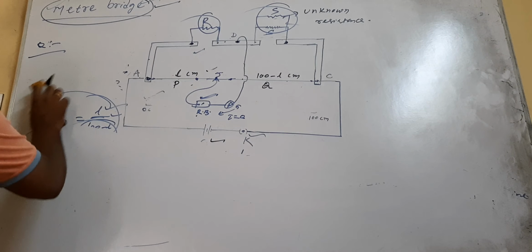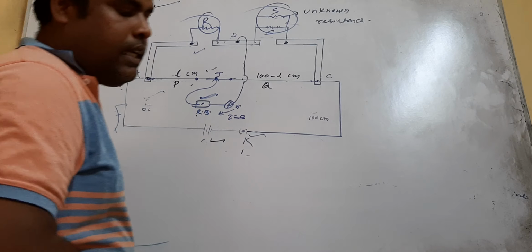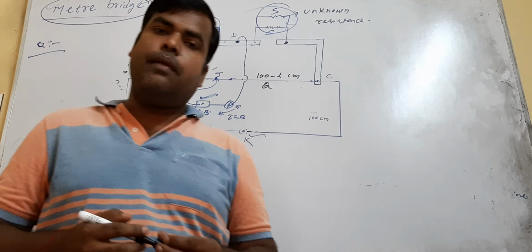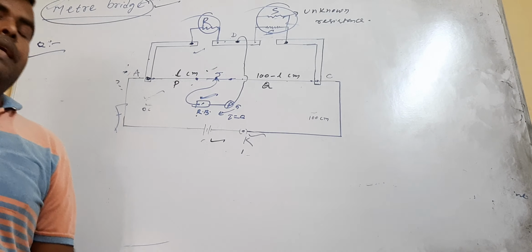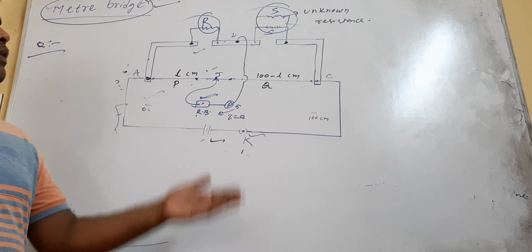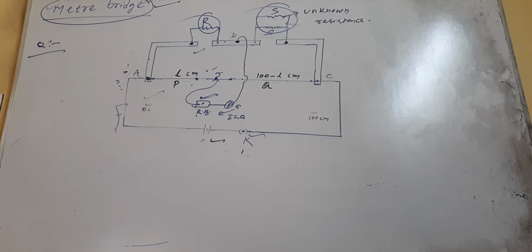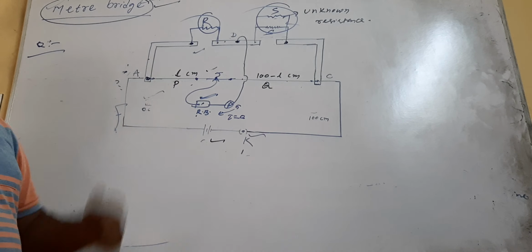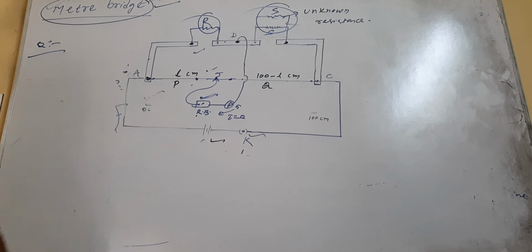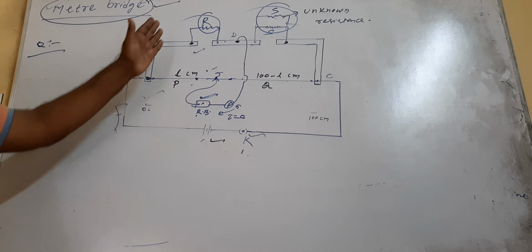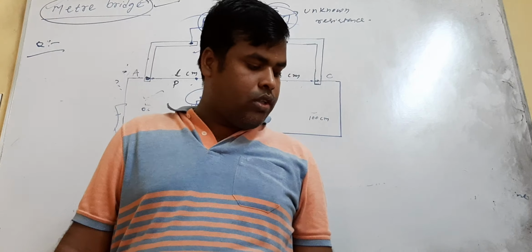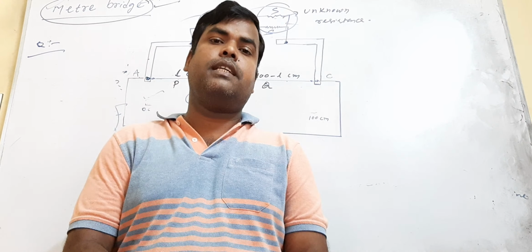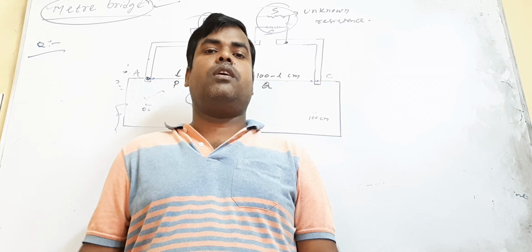Another important point is that the sensitivity of the meter bridge is more if the null point is obtained at the middle of the wire, or we can say the error in the determination of resistance is less if the null point is obtained at the middle of the wire. That's why we take the values of the resistances of the same order. So this completes your meter bridge. In the next class we will discuss potentiometer.